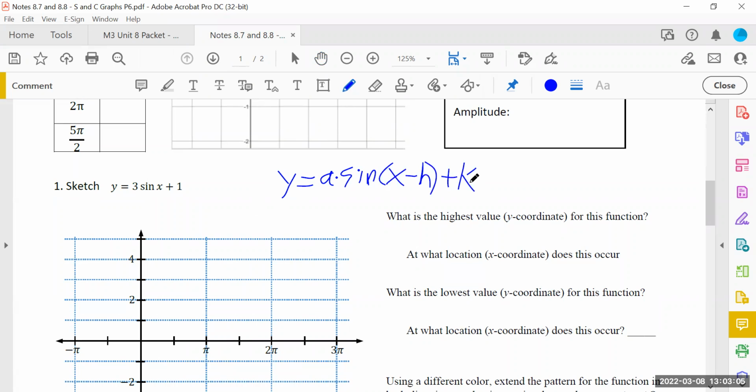A times sine of x minus h plus k. The k value we just saw is going to shift our graph up and down.